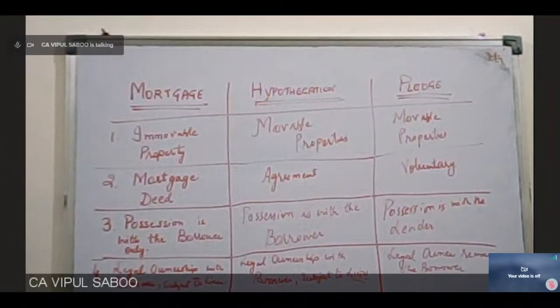Mortgage: immovable properties, mortgage deed is signed, possession is with the borrower only. Like what? House property. You have taken a home loan against your property. So, when you take a home loan, the bank takes that particular property as collateral. The mortgage loan.